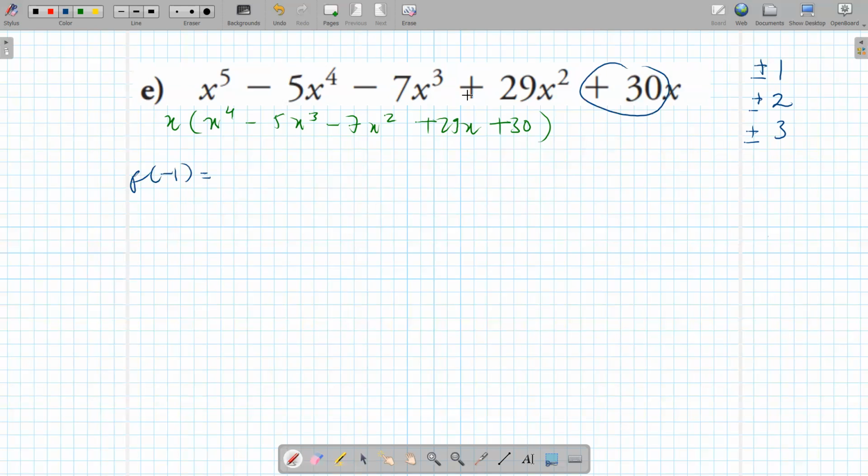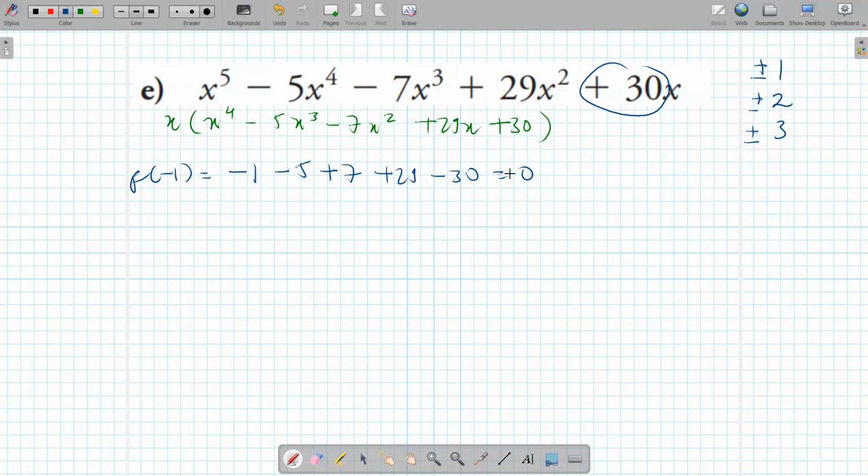Let's see, -1. So -1, 5 is just -1 minus 5 times, that's going to become that. This is going to become plus. This is going to stay as plus. This is going to become minus. I think this is going to work out. -1 minus 5 plus 7 plus 29 minus 30. Yeah, this one works out. There we go. -1 is our guy. So that's our k value.